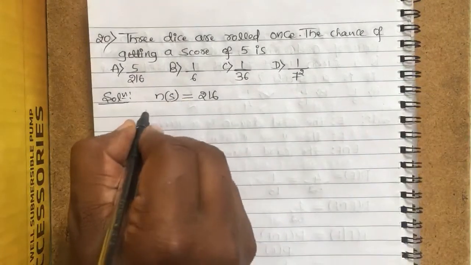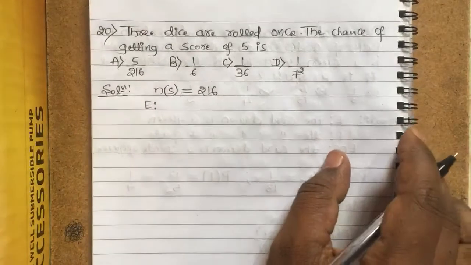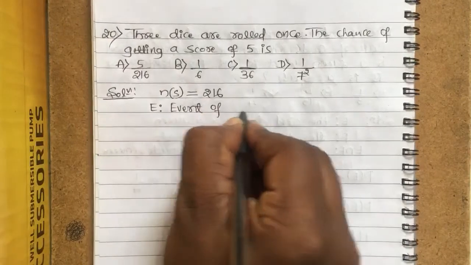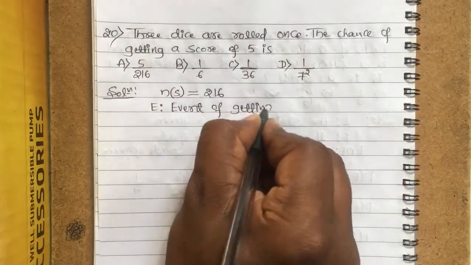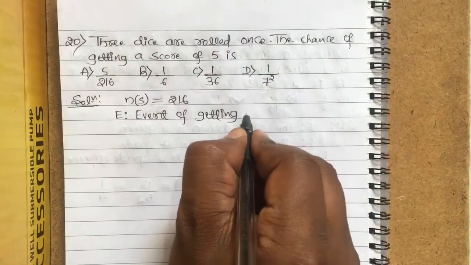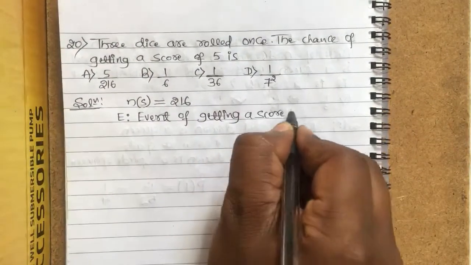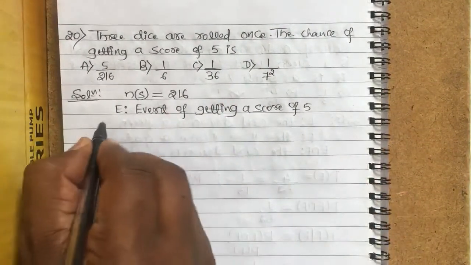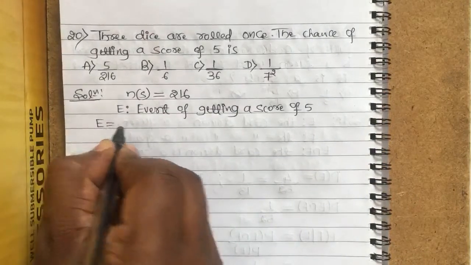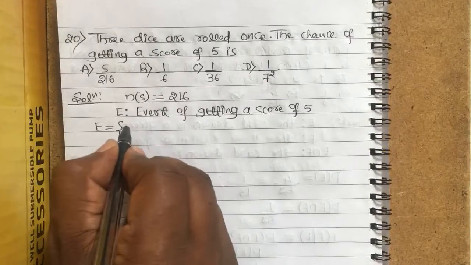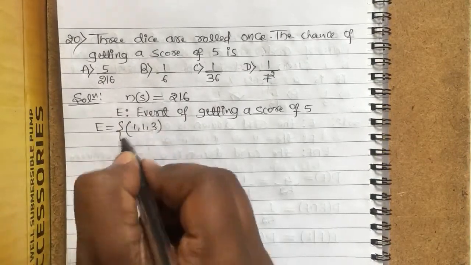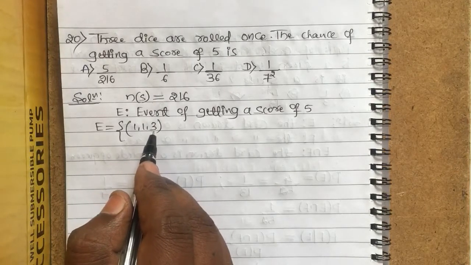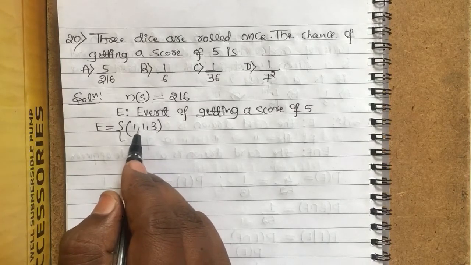And then here I am going to consider the event E. So it is event of getting a score of 5. That means what are the possible outcomes of E here? The set E, it is 1 comma 1 comma 3. On the first die we can have 1, second die we can have 1, and the third die we can have 3. So add these 3, we get the sum as 5.